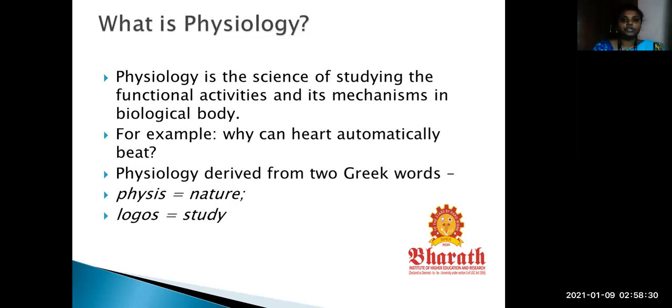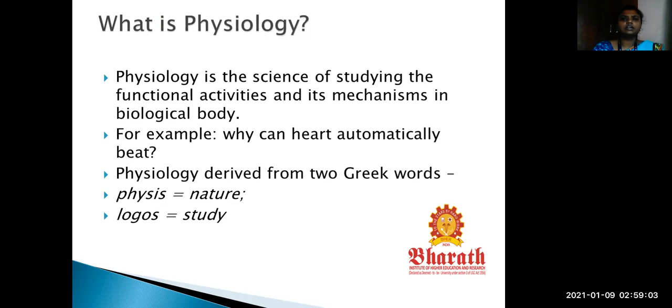For example, if you take our heart, how does it beat automatically? Our normal heartbeat range is around 72 beats per minute, right? So all these things combined we call physiology. The cardiovascular system knows that it needs to pump, then the blood gets purified and is supplied all over our body, right? These all come under physiology.